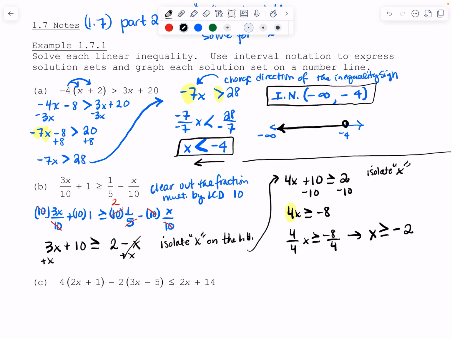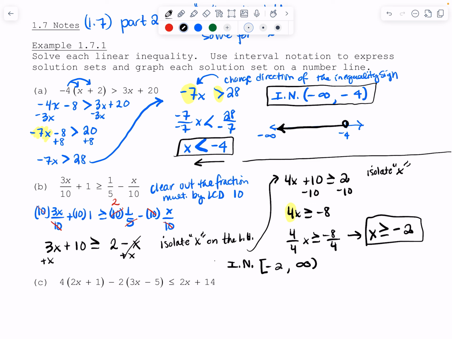which is negative 2. Okay, so I got my solution, but it says I have to write that up in interval notation. In interval notation, this is telling me that all my x values are greater than or equal to negative 2. So negative 2 is my smallest value. I was going to do a number line there, but let me not do that. Negative 2 is included, because there's an equal sign, and it's going to positive infinity.